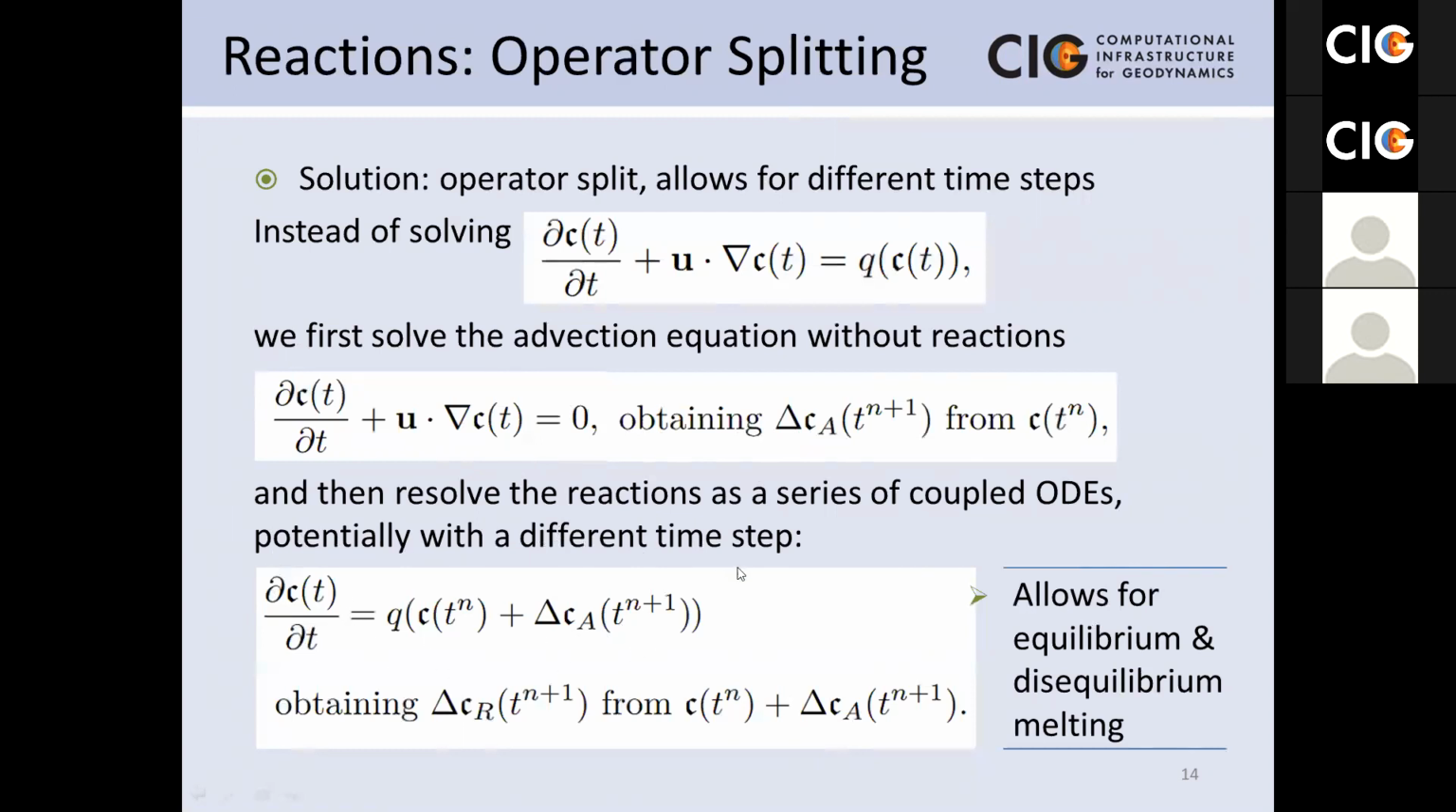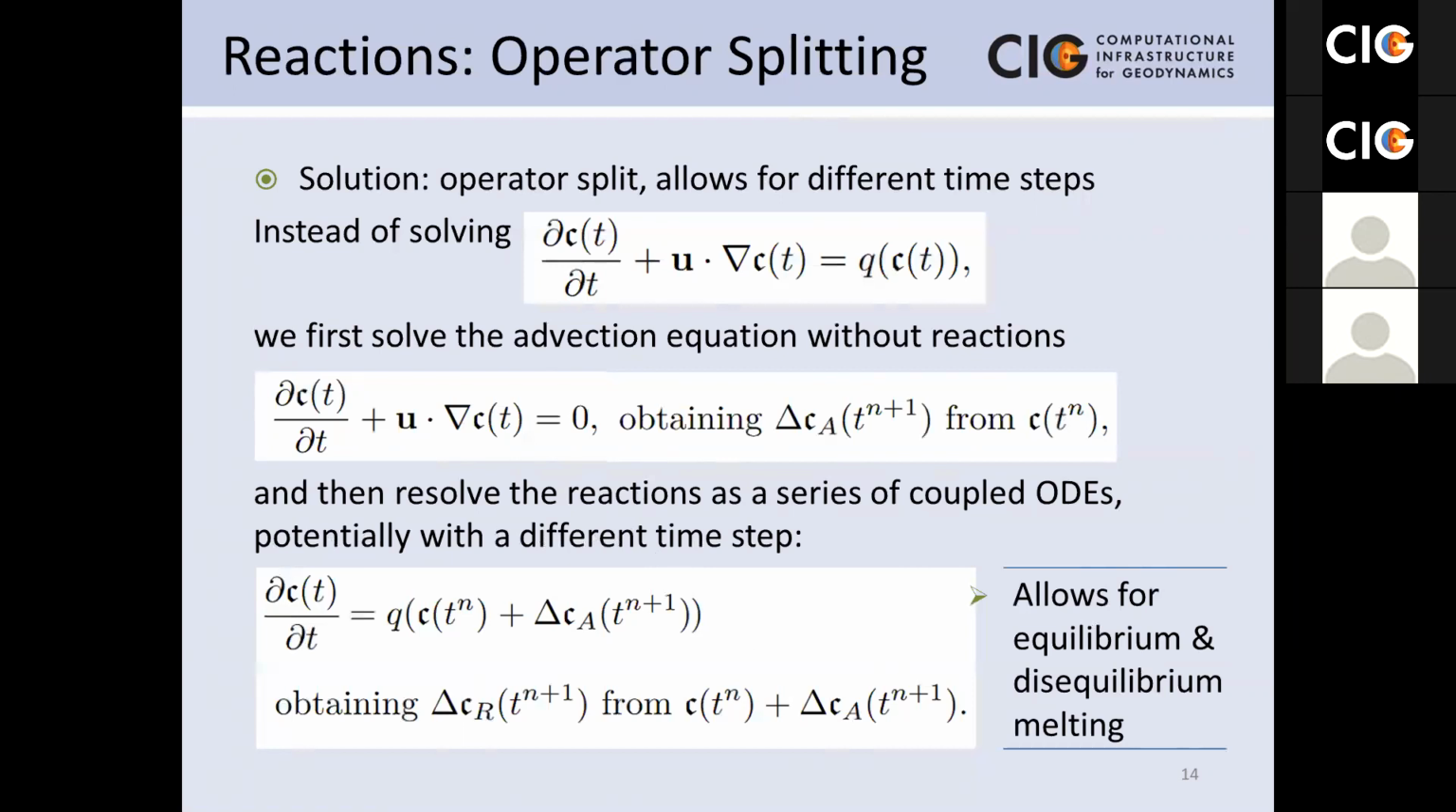So basically the reaction equations just become a system of coupled ordinary differential equations, and they are independent of each other for each point of the domain. So we just have to solve them separately in each point of the domain, which is easy to do. And so that can also be done on a different time scale than the advection. And that means it doesn't matter if these reactions are fast or if they are slow, or if it's equilibrium or disequilibrium melting, we can always solve them on the separate time scale. And that made the nonlinear solver much more robust and improved the convergence.